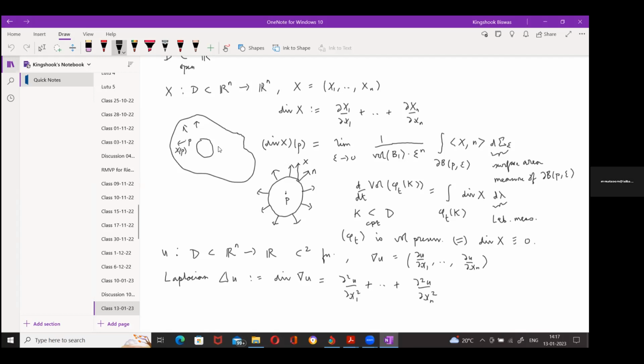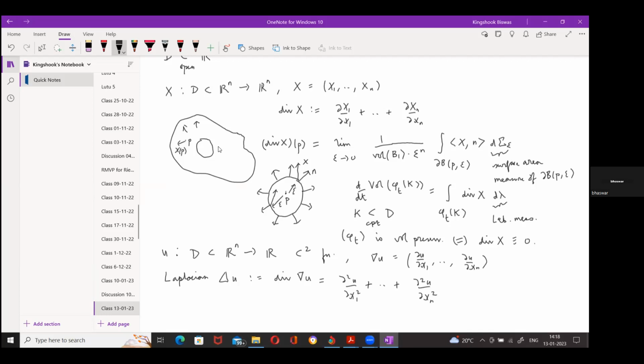The right thing to divide by is a volume, not an area, because, like I was saying last time, there's going to be cancellation from antipodal points. Because X is C1 in a neighborhood, this distance is epsilon. If I take the antipodal point on the sphere, this distance is also epsilon. So X will change by an amount which is big O of epsilon, so this inner product plus this inner product will be of order epsilon.